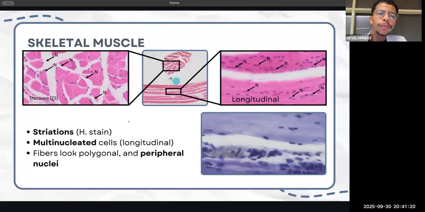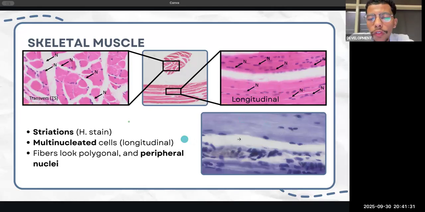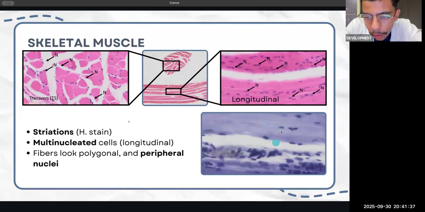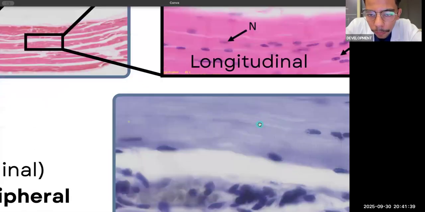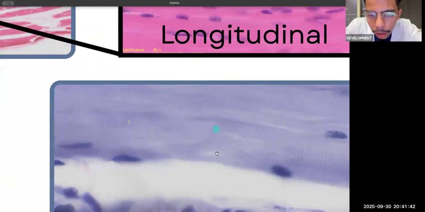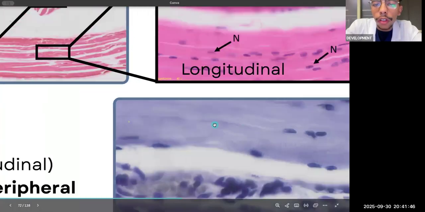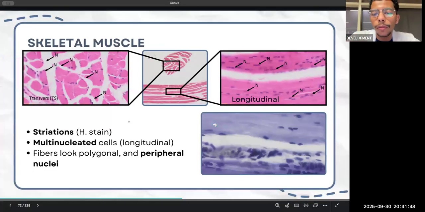Now for muscle, let's start with skeletal muscle. Now, how to identify that this is muscle? First, you're going to look for striations, okay? And striations are really visible on this slide here, the blue one. Now, can you guys see these vertical lines? Let me zoom in. Yeah, can you guys see here? These vertical lines are called striations. Now, these are what tells you that this is a muscle, okay?